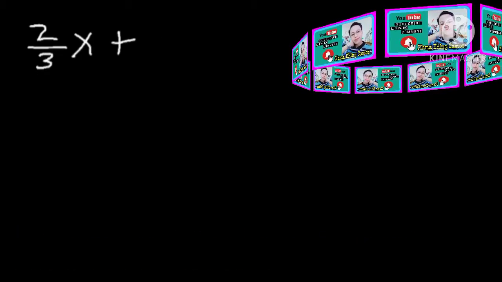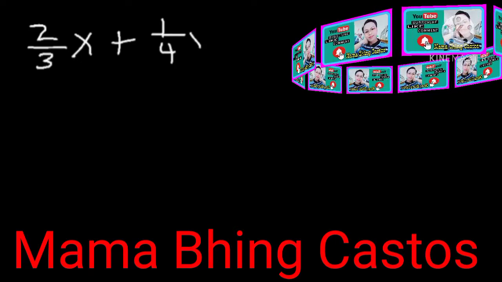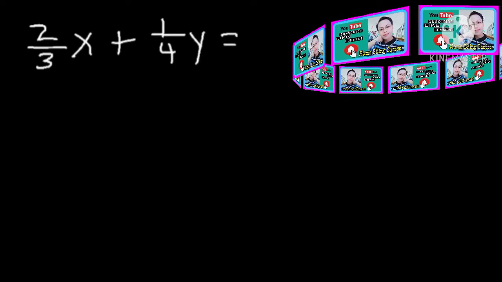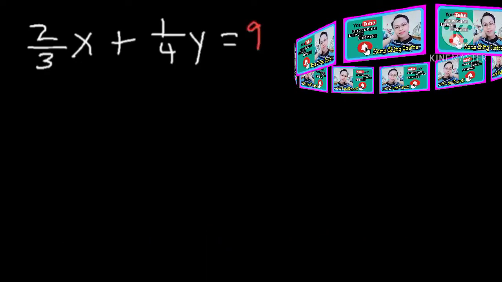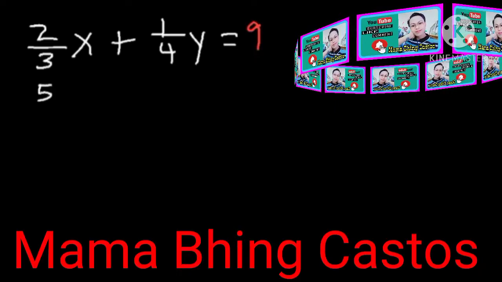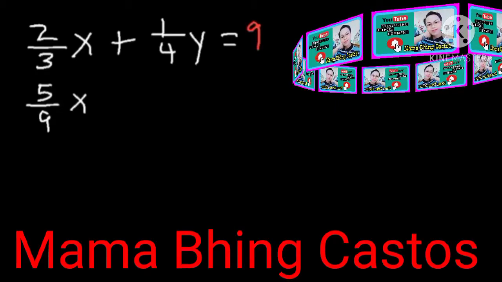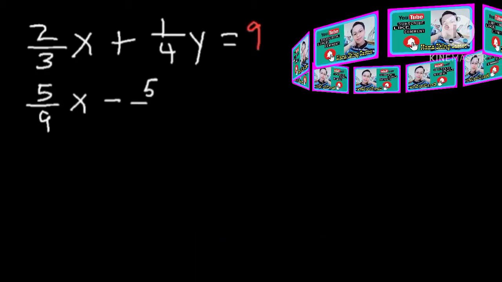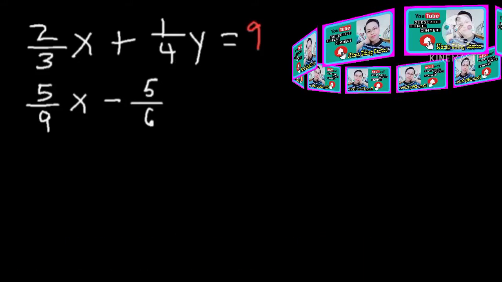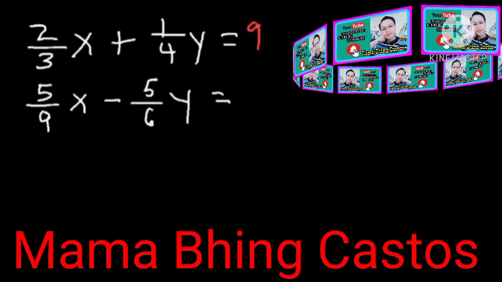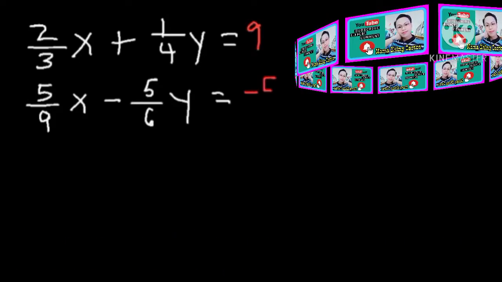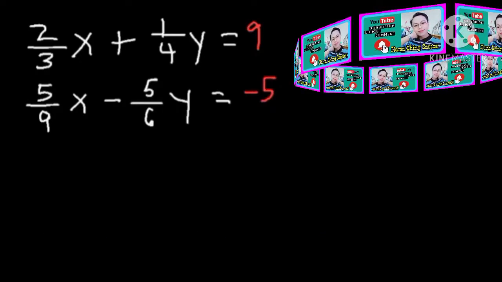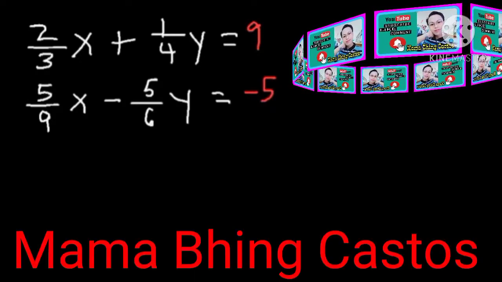Now here's a harder example. Let's say you have 2/3 x plus 1/4 y, and let's say that's equal to 9. And you also have 5/9 x minus 5/6 y, and let's say that's equal to negative 5. So if you have fractions, how can you use the elimination method to solve for x and y?